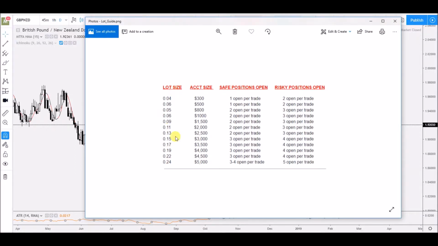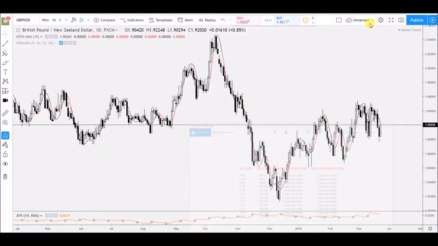I put the lot size here, your account size, and how many positions you can safely have open. If you're a little bit more of a riskier trader, then you can have this open and it's still pretty safe. It's just a little bit more risky. But what I wanted to go over really quick was the fact that not all pairs are created equal, right? They pay a little different per pip.